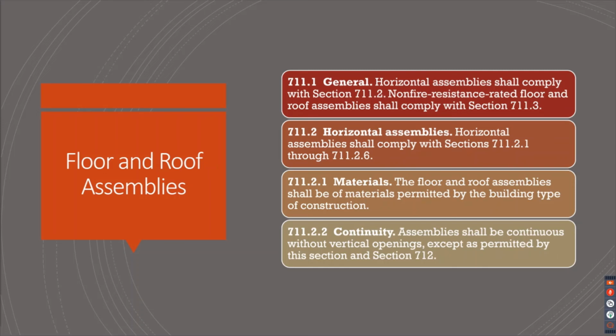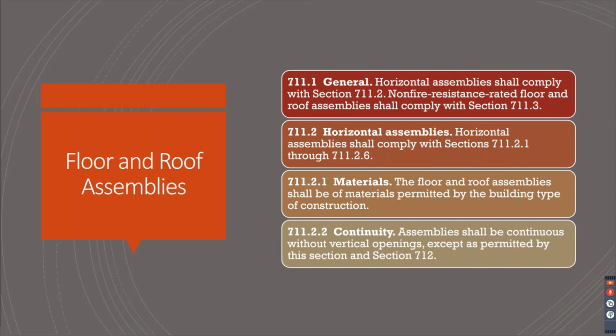The general section for this, horizontal assembly shall comply with 711.2. We already read it. The horizontal assemblies shall comply with 711.2, 2.1 through 2.6. So 2.1 talks about materials. 2.2 talks about continuity, same as the rated walls. We talked about how do those walls terminate.